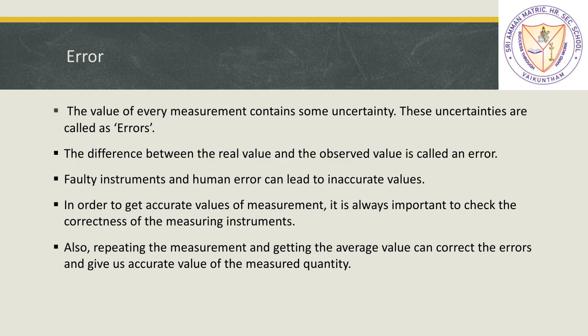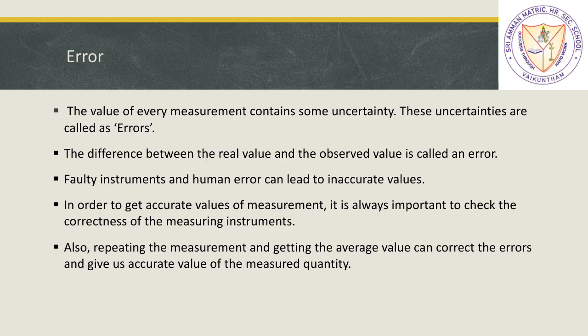The difference between the real value and the observed or measured value is called an error. There is a true value of a measurement, and I have measured the length. For example, the length of the book is 10.23 centimeter, but I measure it as 10 centimeter, because my instrument is not so good that it can measure millimeters. So I found it as 10 centimeter.